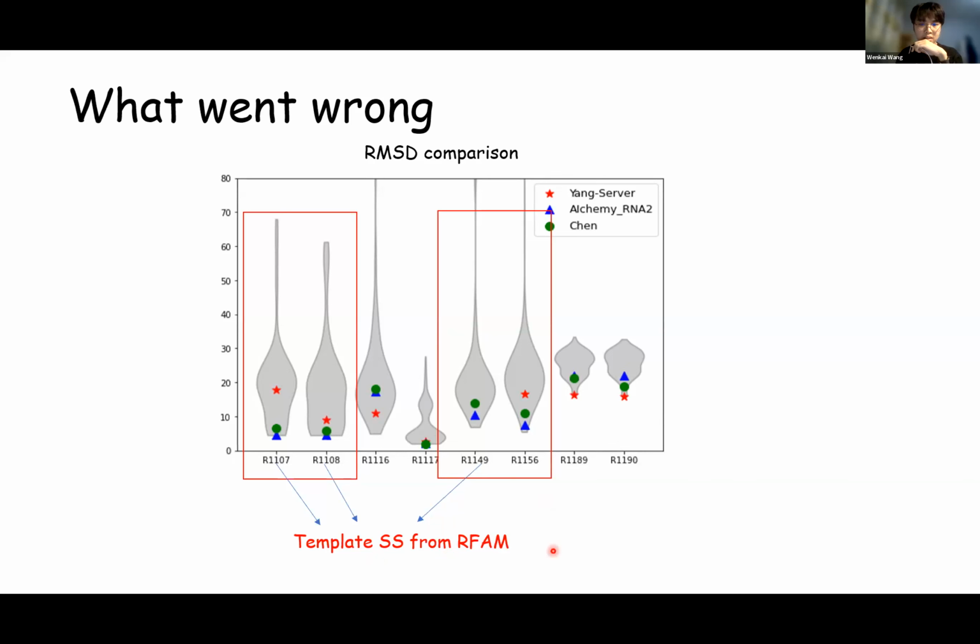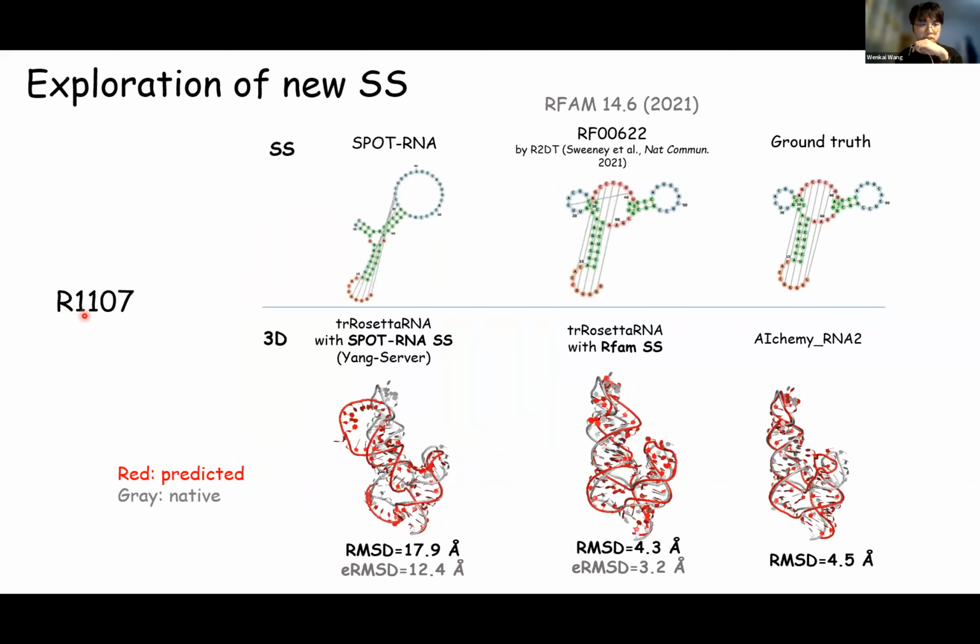the Rfam database. For example, the sequence of R1107 belongs to Rfam family 622. We can easily obtain a template secondary structure from this family using an automated protocol named R2DT. Note that the Rfam database used here was released in 2021, so there is no risk of data leaking. And this secondary structure is more accurate than that predicted by SPOT-RNA.